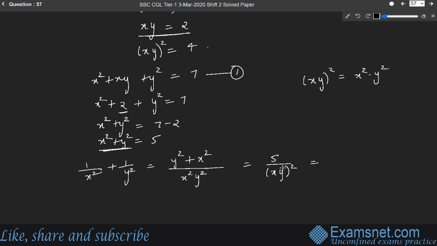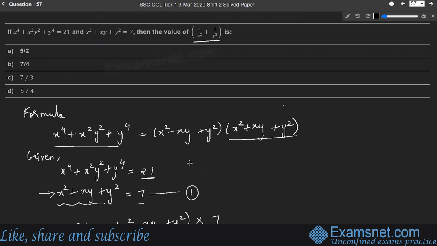Because when we open this bracket xy whole square, it will be x square multiplied by y square. And we have the value for xy whole square. 5 upon, what is the value of xy whole square? It is 4. So 5 by 4. So this is the correct value for the given expression. The value will be 5 upon 4. And hence the correct option will be option D here, which is 5 upon 4. The main formula to remember for this question is this formula. If you know this formula, this question is very, very simple.